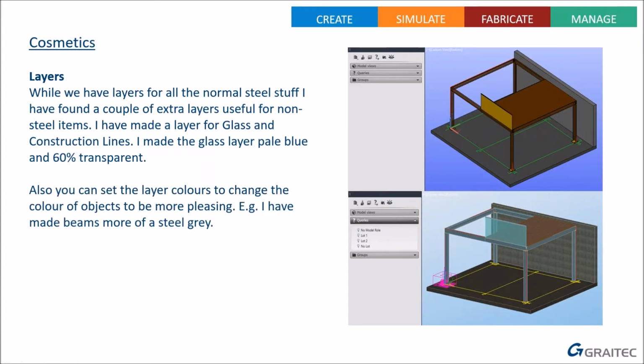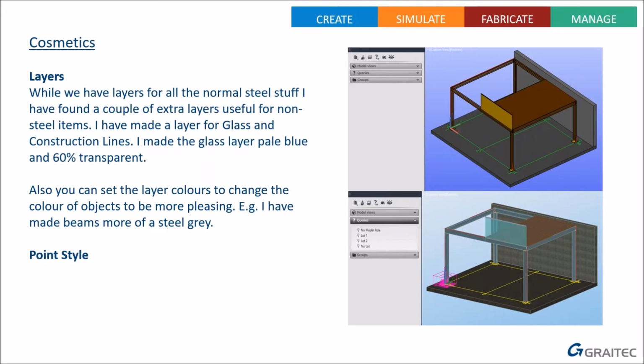You can also change the colors of other objects. I don't know why the beams are brown in the original template. It's not very realistic, a bit dull. So I've changed my beam layer to have more of a steel grey color, which I find more satisfactory. I know other people like different things. Some use primary colors for everything. You can have anything you like. It's fine. It's up to you.